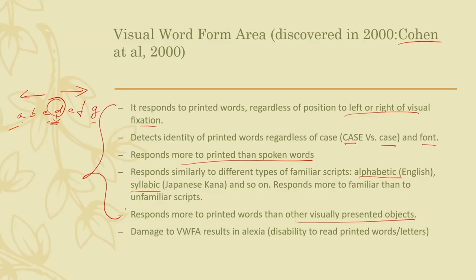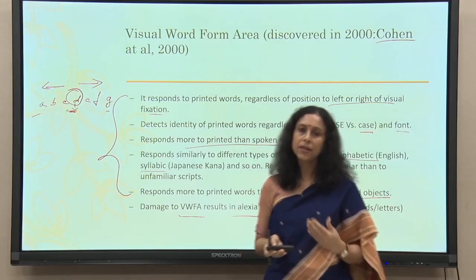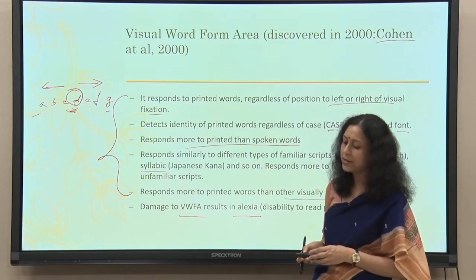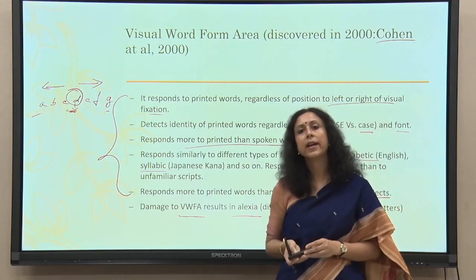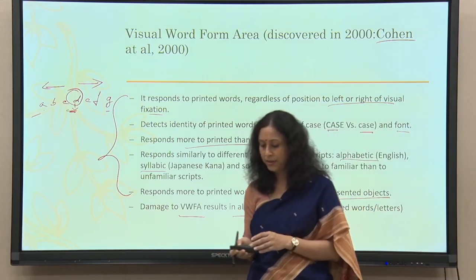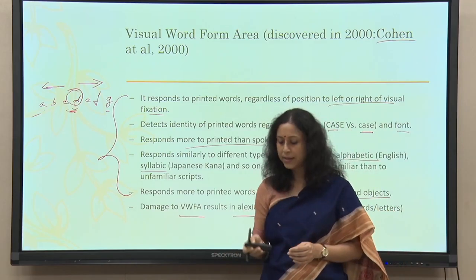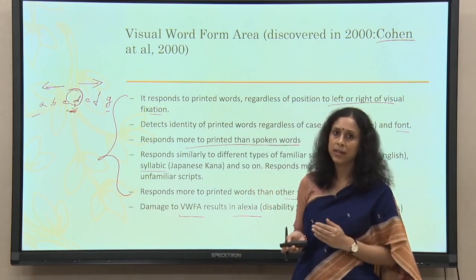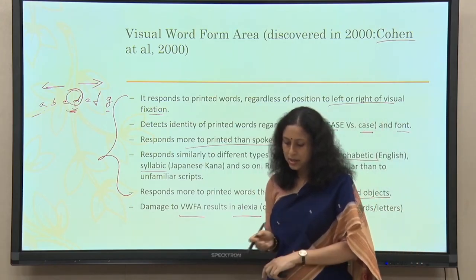As a result, if this particular area gets damaged, there will be a disorder called alexia. Alexia is the disability to read printed words or letters. There are various different types and levels of alexia, but roughly any damage to this visual word form area will result in it. So, there is a correlation. We can see that there is a particular area in the brain dedicated to various aspects of reading, which AI has not come anywhere closer to till now.